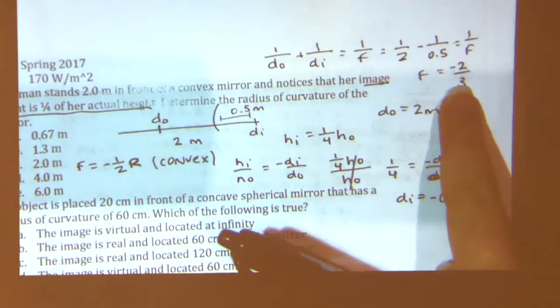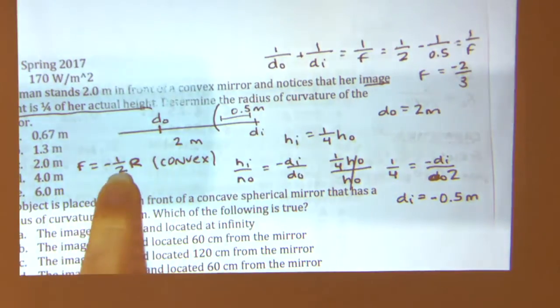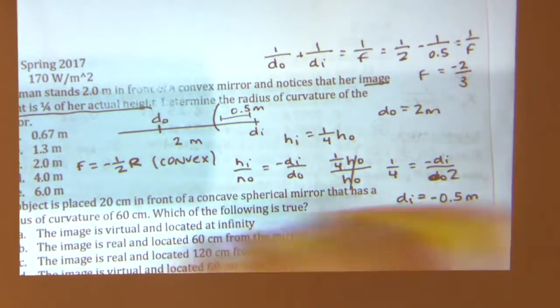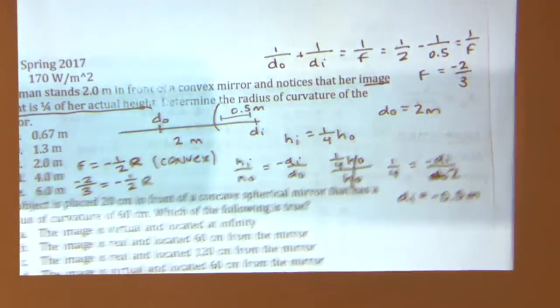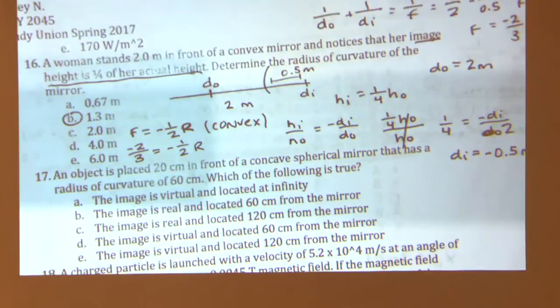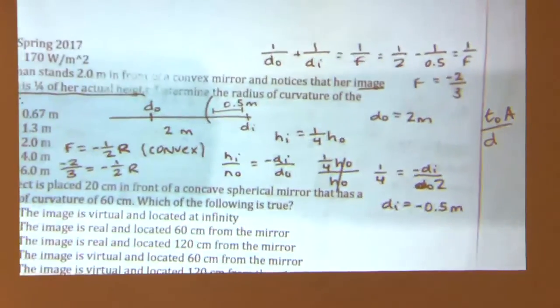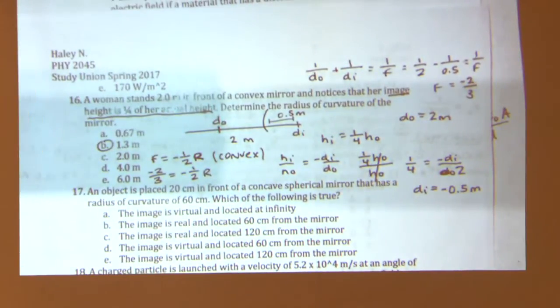Once we have the focal length, now we can basically multiply it by negative 2 to get our R. So we're going to plug that in. Negative 2 over 3 equals negative 1/2 R. And I got 1.3 meters for the radius of curvature. Okay. So all of the equations for this chapter, mirrors and also lenses, are kind of simple, but it gets complicated once you get here, because they all can relate to each other and you just have to find those relationships.